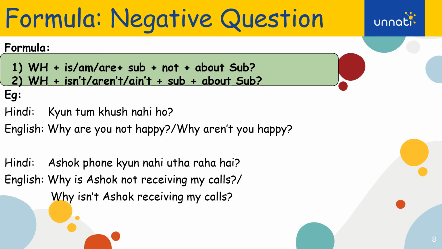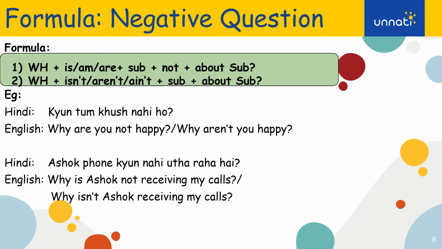So now we'll construct some negative questions with the state of being verb in it. So this is interesting. There are two ways to go about it. The first formula is to use the WH word or question word plus is, am, are, the state of being verb, plus the subject, plus not, plus about the subject.